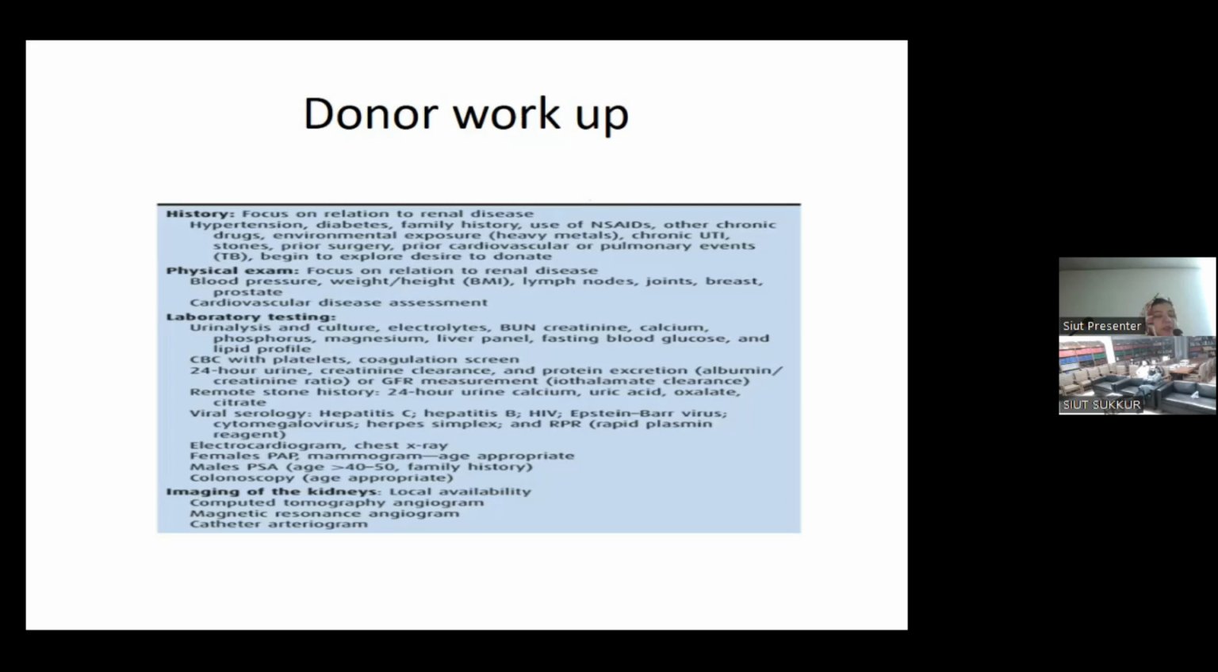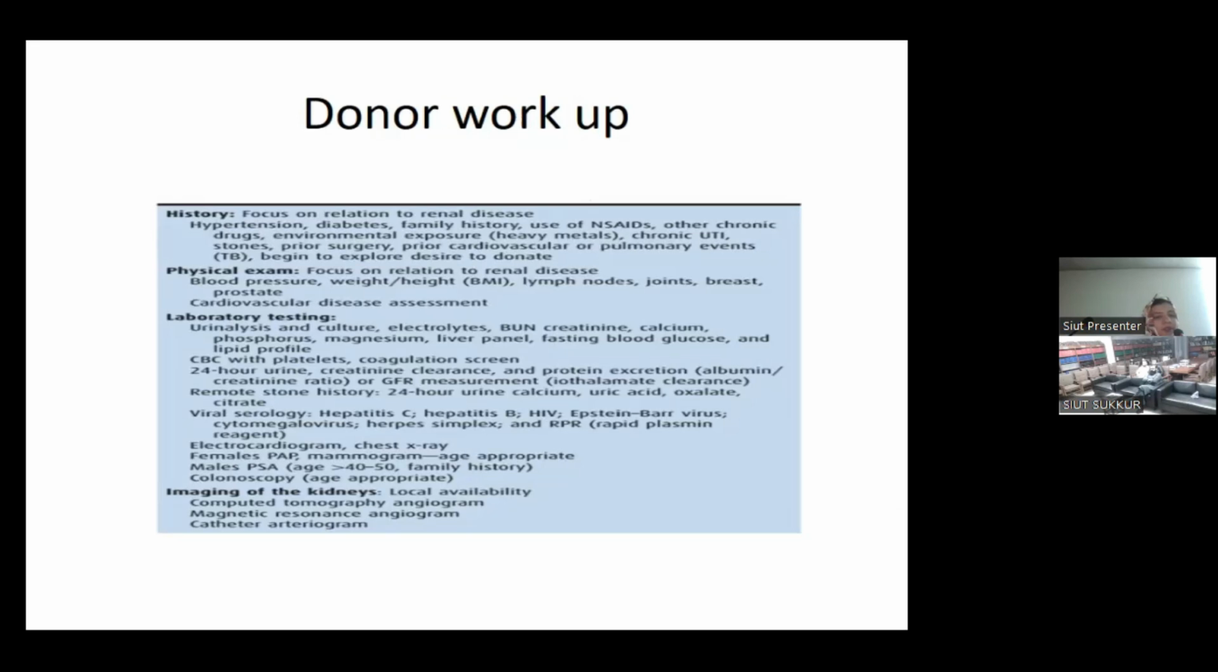So the donor workup starts with the history. We should focus on the relationship and any renal disease. Like for example, if that person is a known case of hypertension, diabetes, any family history of any known renal disease or any other disease, any history of NSAIDs, any other chronic drugs that have been used, environmental exposure to heavy metals, chronic UTI, stones, history of prior surgery, any prior cardiovascular or pulmonary events, like for example, the presence of TB. We should also explore the desire to donate, that is, why the donor wants to donate the kidney in the first place.